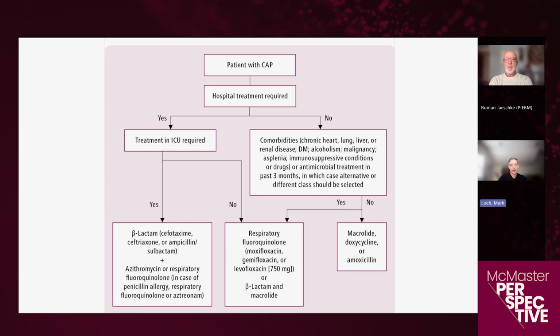Yeah, so if you look at the IDSA, ATS guidelines, these recommendations are compatible with that. But more recently, there have been Canadian guidelines that, as we speak, are being developed. And one of those recommendations for individuals with mild to moderate pneumonia will be amoxicillin. So that would be 1 gram of amoxicillin orally 3 times a day.